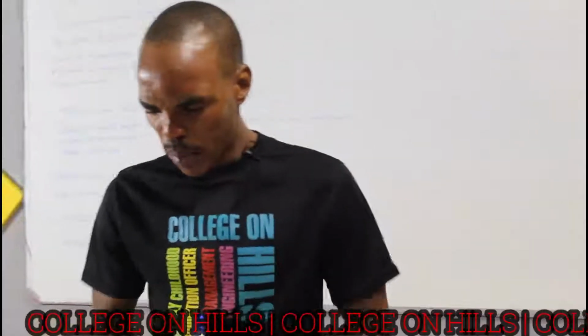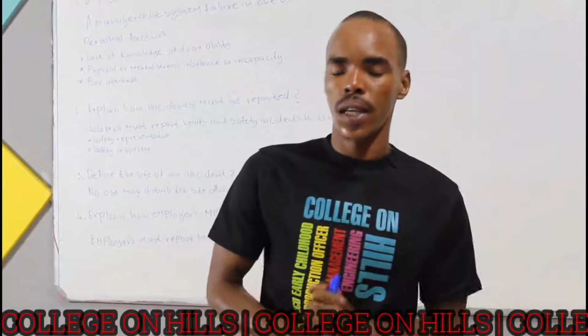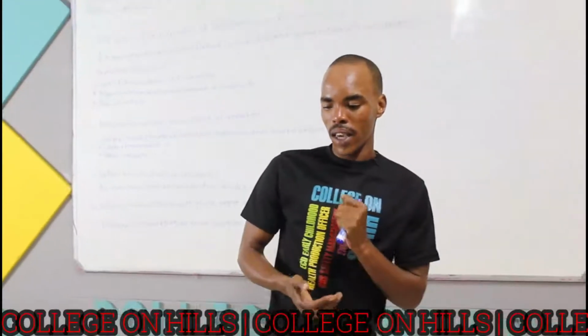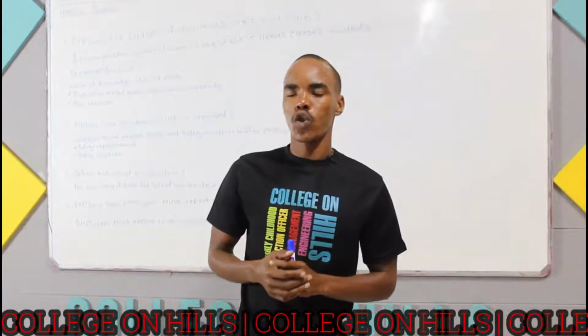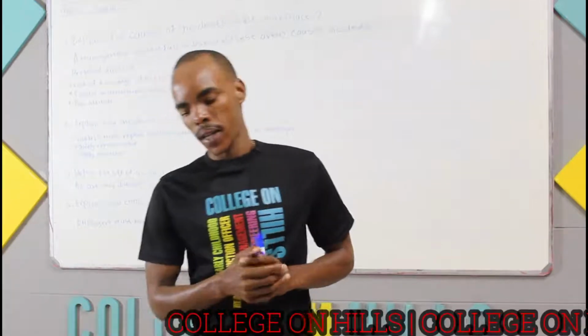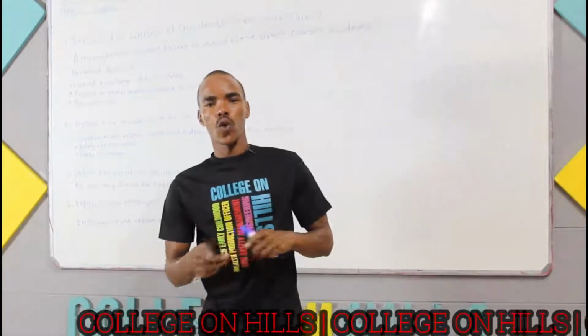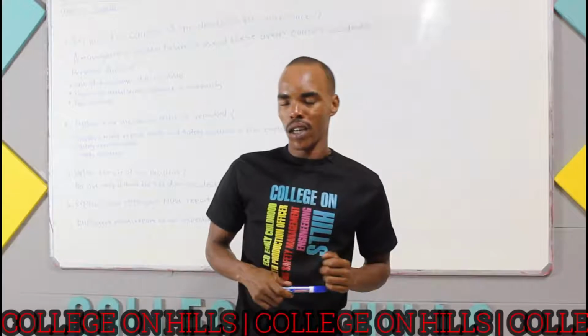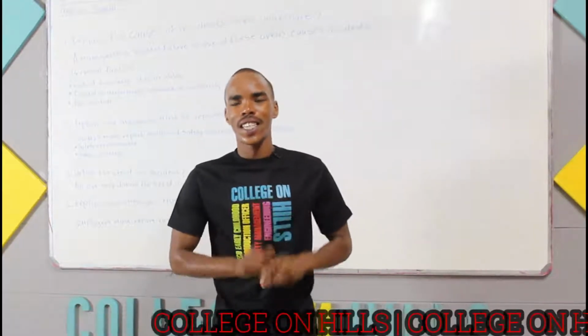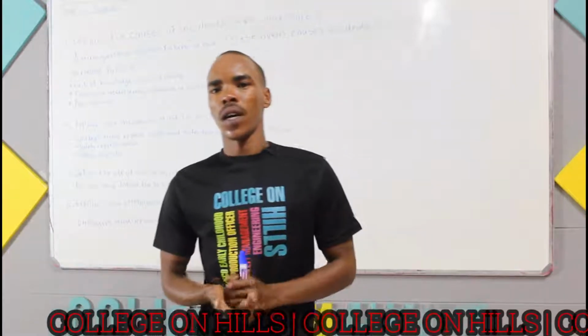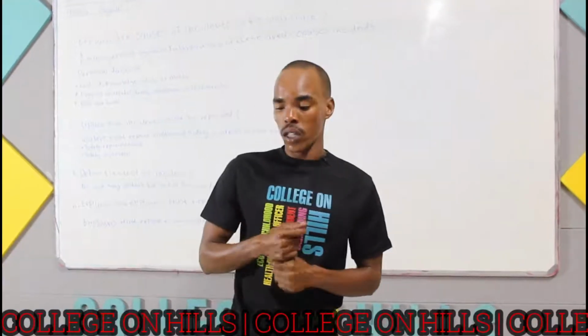And then for the second question, guys, it says here, explain how incidents must be reported. Incidents must be reported in this way. An employee must report incidents to his or her employer, and it also goes both ways around. An employer must also report incidents to his or her inspector. It's called a safety inspector, by the way.